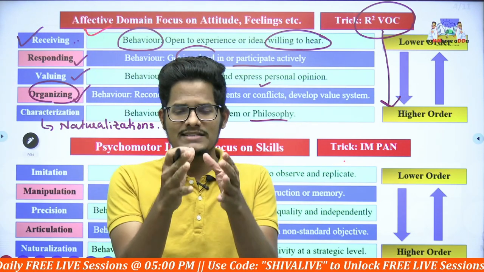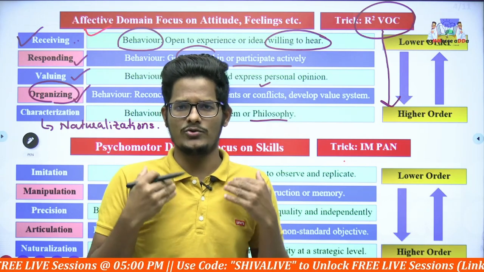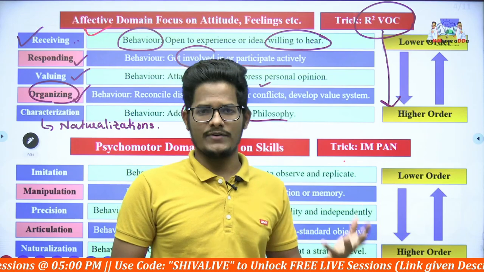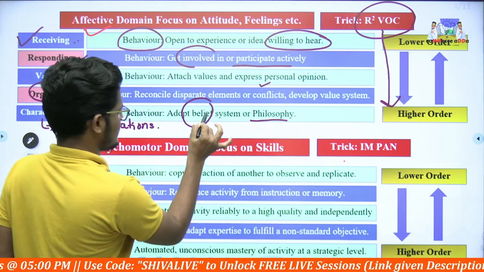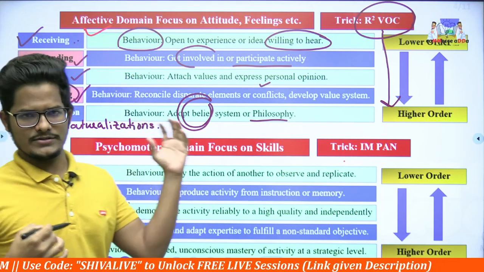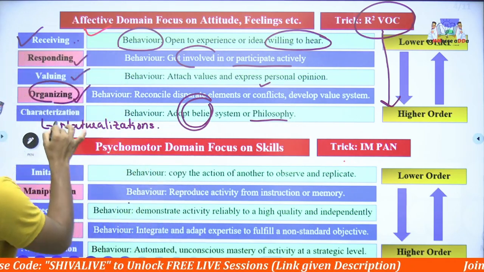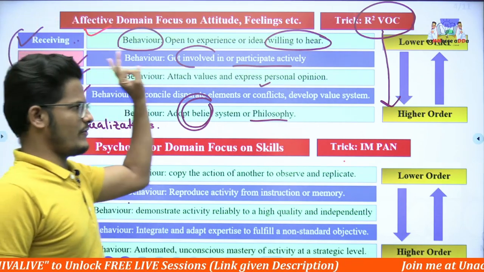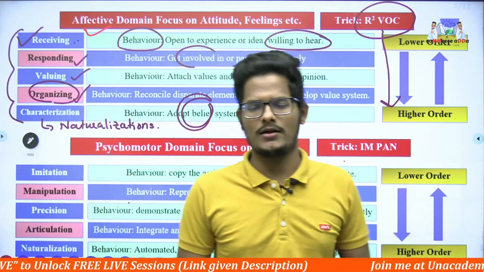where you are going to accept the feelings of the other person and yours, the attitude of the other person and yours, as well as the emotions of the other person and yours. So everything is going to be adopted as a belief system, or you are going to have your own philosophy. Finally, that's naturalization, characterization, which is the final stage. This is about the affective domain from lower to higher order.